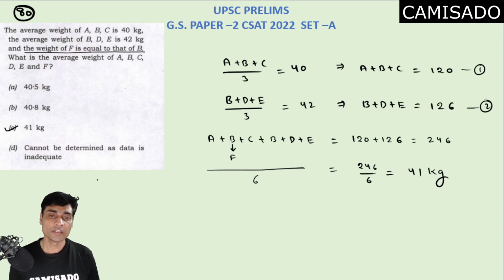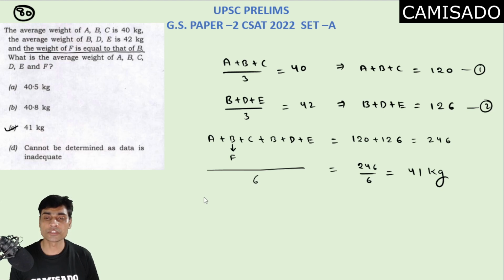Option C is correct. So this ends the solution set for GS paper 2, which was asked in the year 2022 recently on Sunday. It's I think 5th of June. So I hope these solutions will be more than enough to get you more acquainted with the concept. And in the series I will definitely bring other papers also.